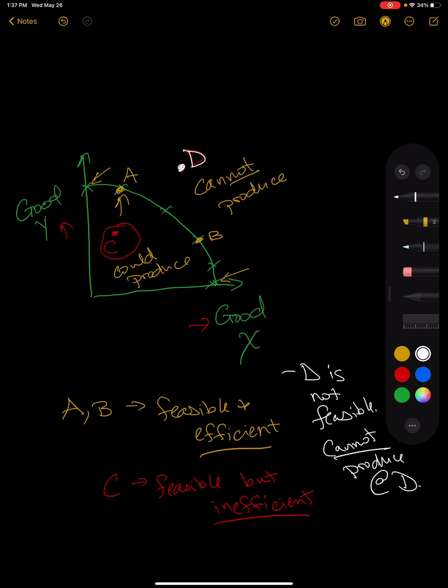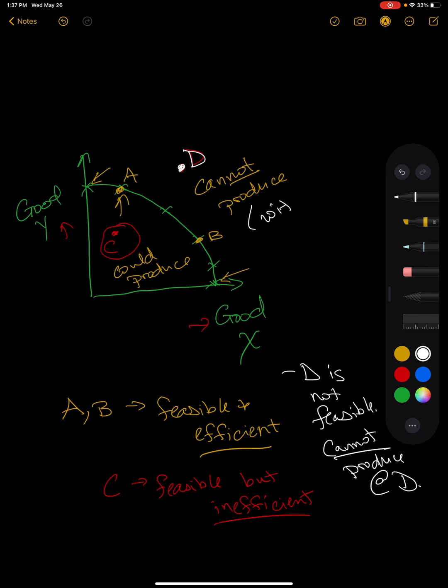All right, so you cannot produce outside of your production possibility frontier. Why not? You simply don't have the resources. You don't have enough resources to produce beyond your PPF. Here's the beautiful thing here. You cannot produce at D, but guess what?